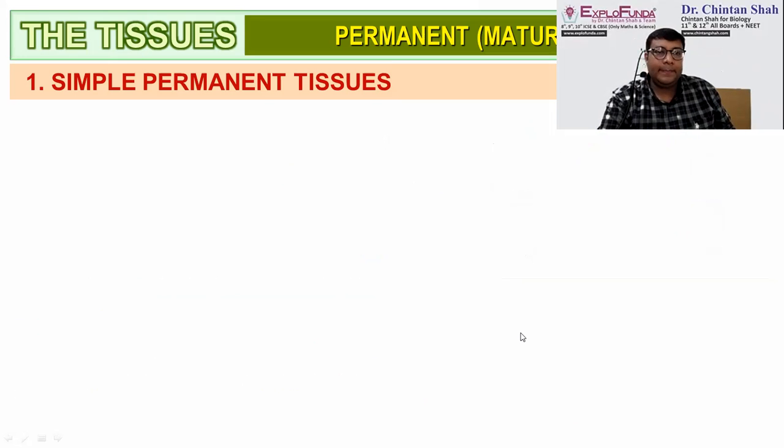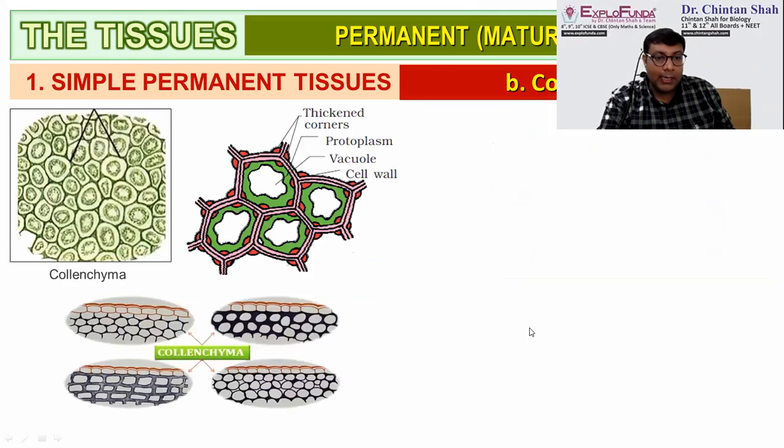Okay. Now comes another one, which is known as collenchyma. So in collenchyma, in the corners, you can find pectin deposition is present. Can you see, whenever the deposition is there, it's about the pectin. So thickened corners are there. Okay. Protoplasm is there, vacuole is there, and cell wall is there.